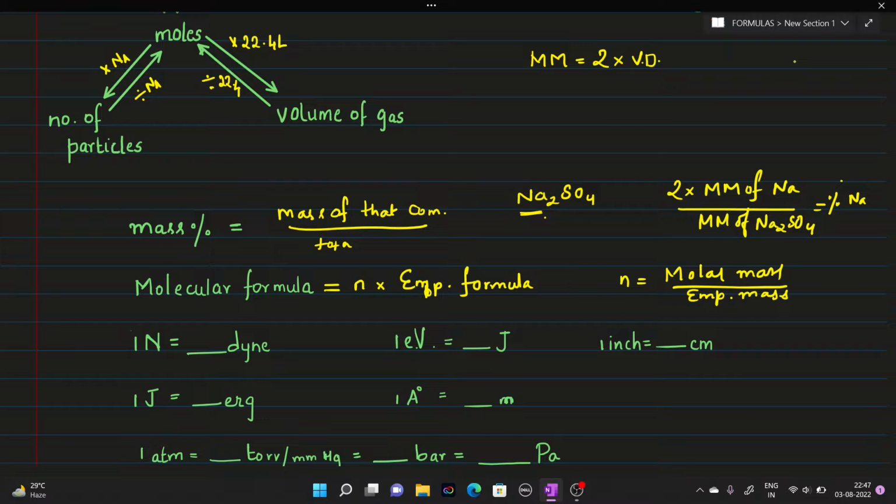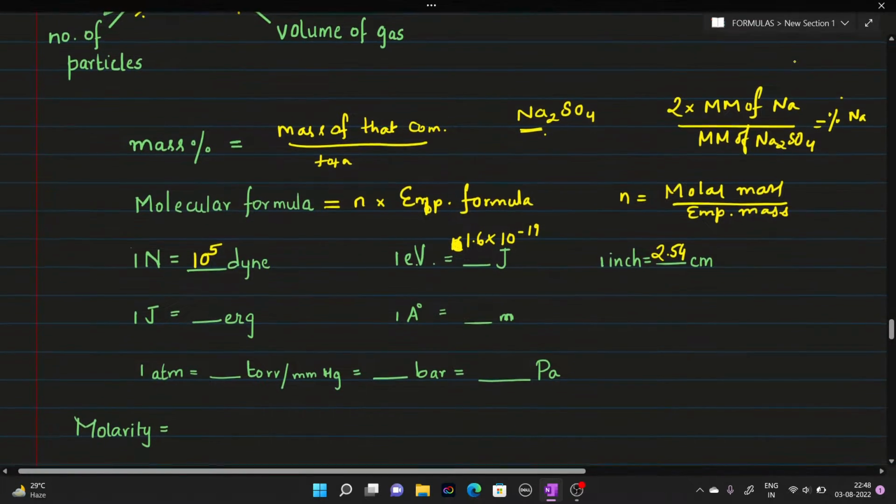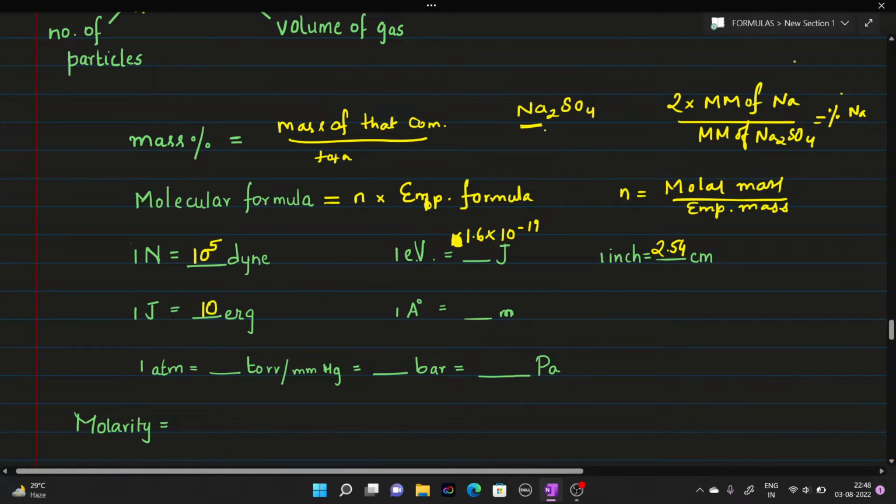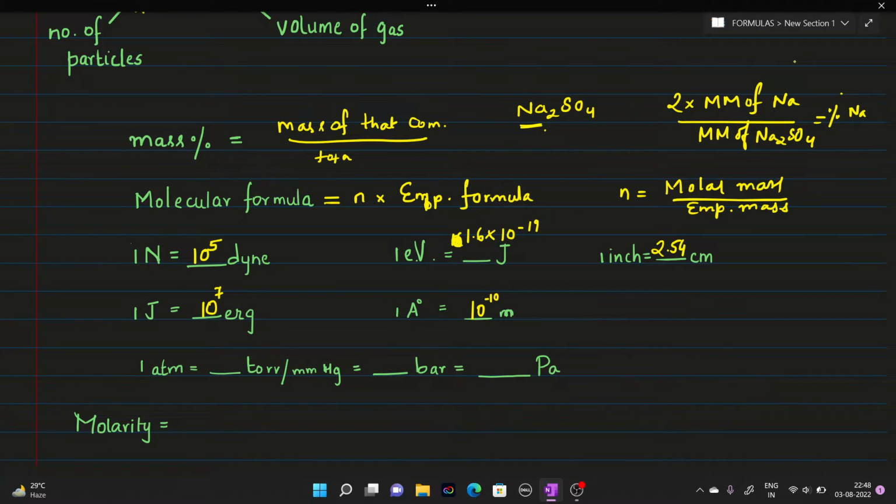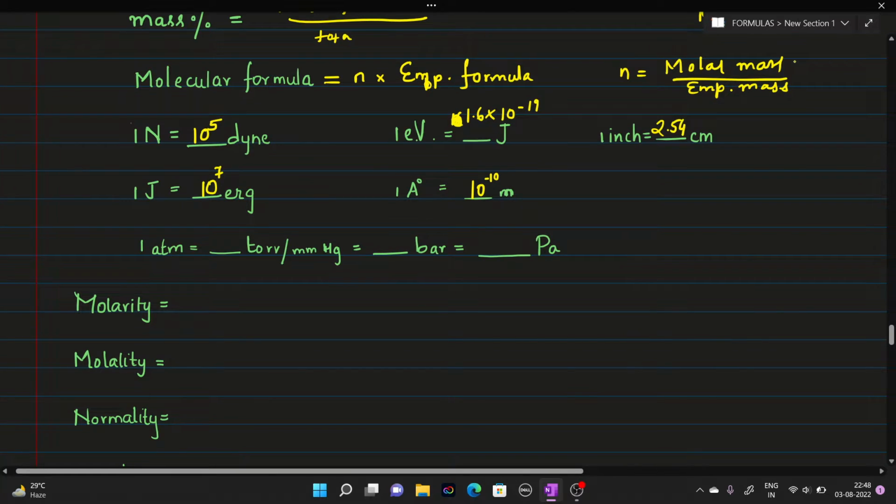1 Newton is 10 to the power 5 dyne. 1 electron volt is 1.6 into 10 to the power minus 19 joules. 1 inch is 2.54 centimeter. After that, conversion of joule into erg: 1 joule is 10 to the power 7 erg. 1 angstrom is 10 to the power minus 10 meters. These are all basic things which need to be known throughout other chapters as well.